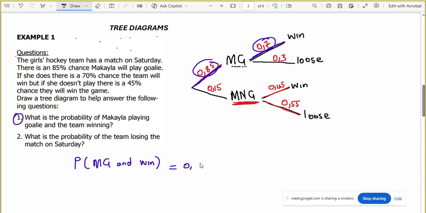They depend on whether Michaela plays goalie or not. The win depends on if Michaela plays goalie or not. So this will be 0.85 multiplied by 0.7. And punch that on the calculator. What is the probability equal to? I've got 119 over 200. What is that in decimal form?